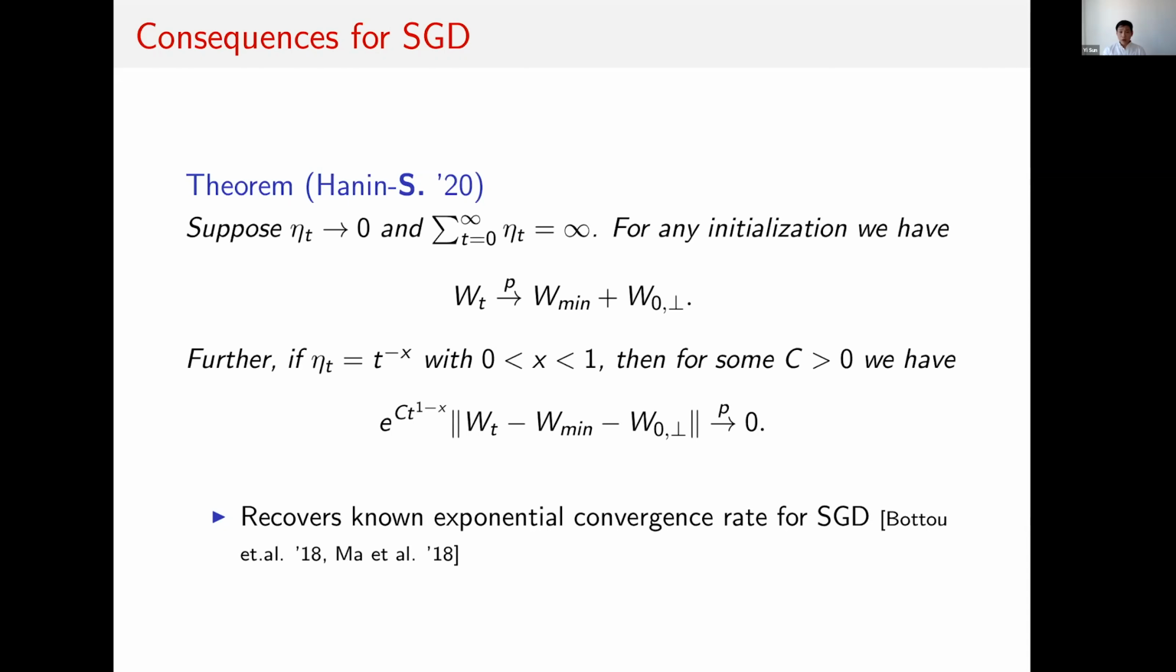On the other hand, we're also able to get rates for SGD. Namely, if we know the rate of decay of the learning rate, then we can get an exponential rate of convergence to this optimizer. Now, these results are known using SGD-specific methods, but this illustrates that our method is general enough to cover both Gaussian noise and SGD uniformly.